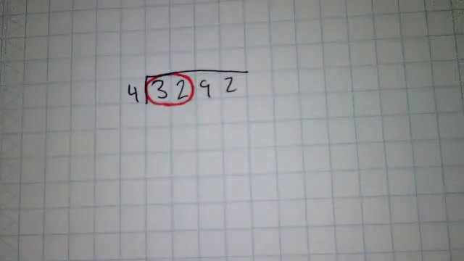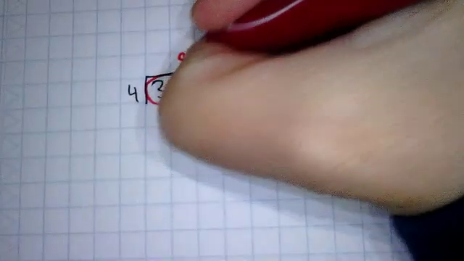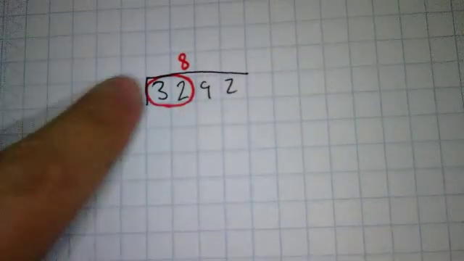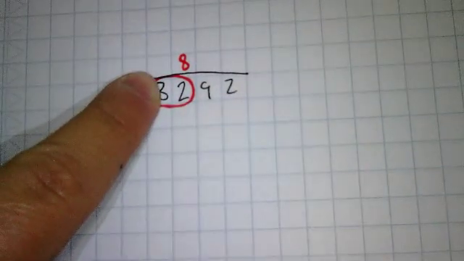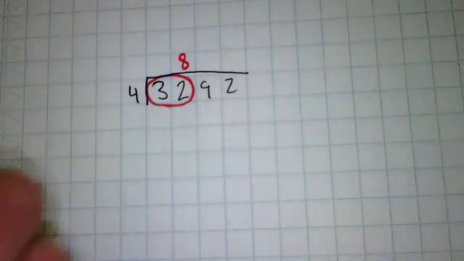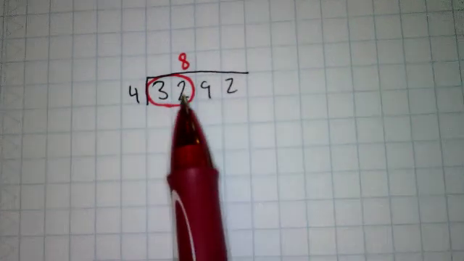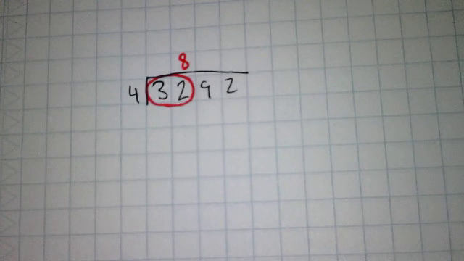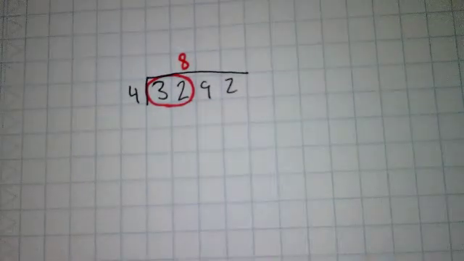Now, this is the one important thing. I do need to make sure I write my 8 above the 2. Because if you remember from up here, technically, what's above the 3? Technically, it's a 0. We're not going to write it in, but technically, there's a 0 up there. So we want to make sure we write our 8 above the 2. It's kind of a ghost 0. Good. So what is 8 times 4?